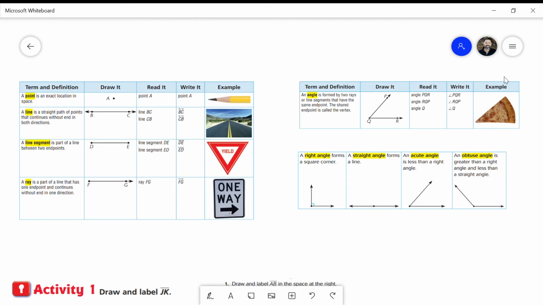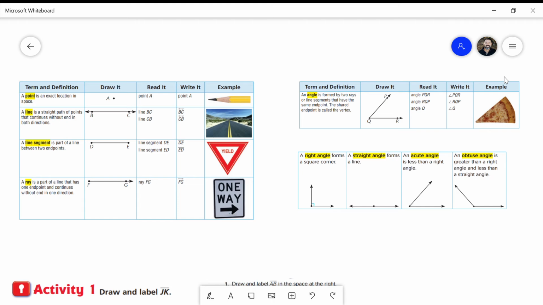In this video, we're going to talk about lines, rays, and angles. Now, this is one of those lessons where it's really heavy on vocabulary, knowing what these highlighted words in yellow are. You really just have to take the time to study them and memorize them. There's really no way around that.